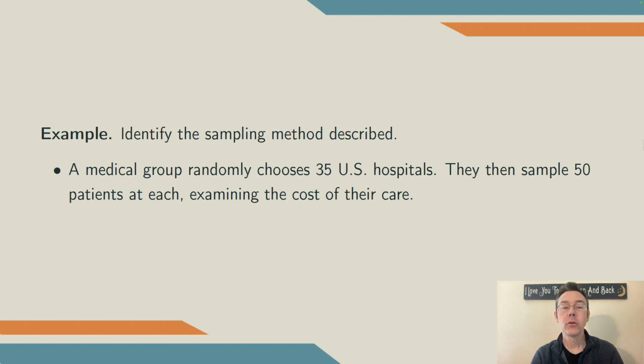Finally, a medical group randomly chooses 35 U.S. hospitals. They then sample 50 patients at each, examining the cost of their care. So this is a classic example of a multi-stage sample. We are dividing the population up into groups, that is, the different hospitals, and then we are randomizing both which hospitals, which groups we look at, as well as which individuals, which patients we look at within each one of those groups.